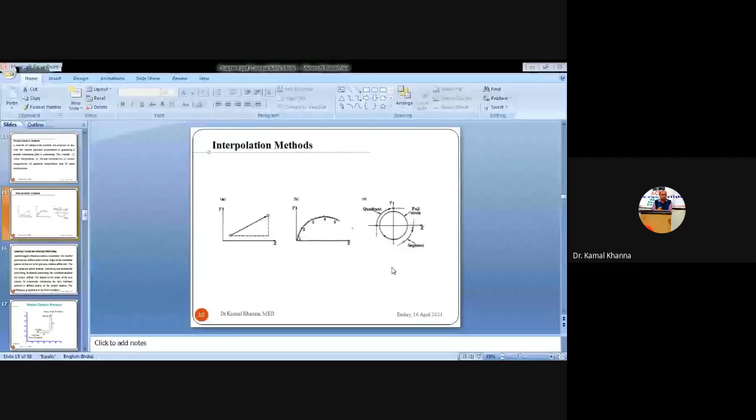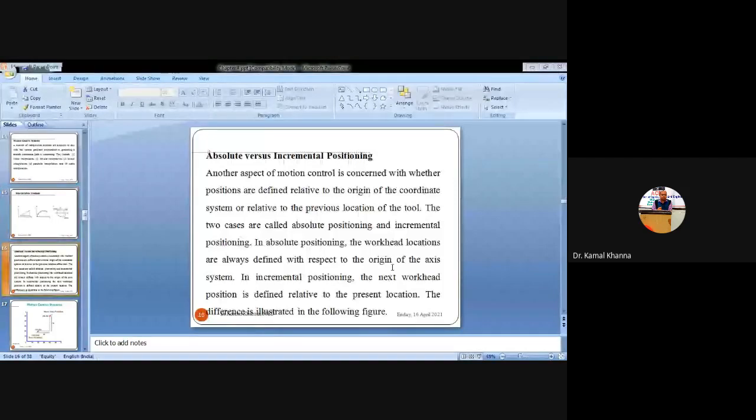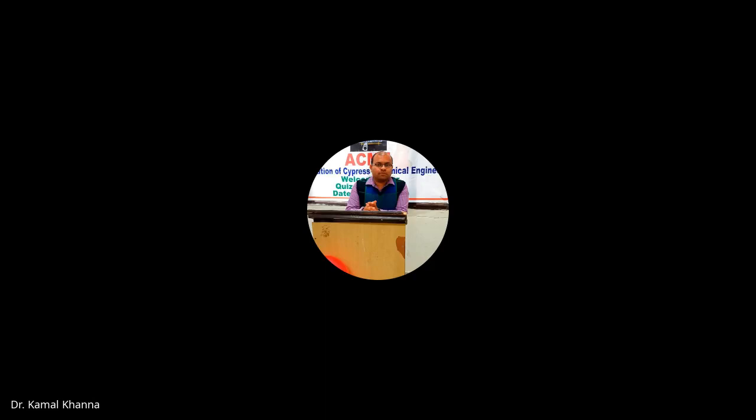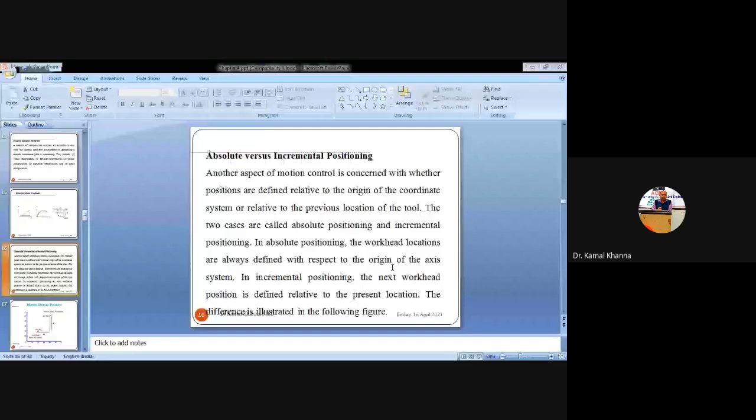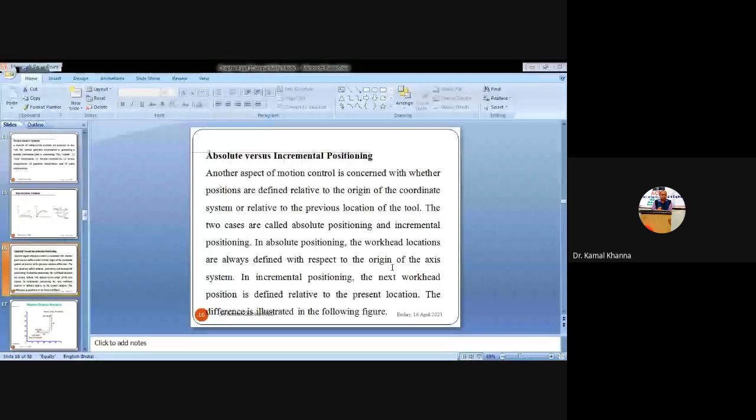Next, we have the absolute and incremental positioning systems. These depend upon the coordinate system from the position of the tool, that is, the coordinate system from where it is taking the measurement, whether your origin is fixed or whether your origin is moving from one point to the other point.